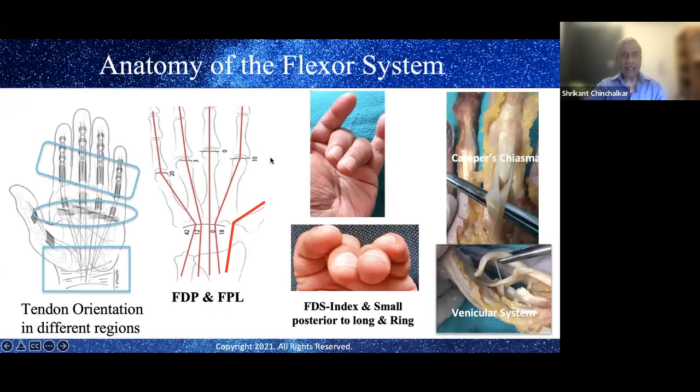Today's presentation is on prevention and management of pitfalls in flexor tendon rehabilitation. We understand the anatomy of flexor tendons quite well, but it's very important for us to understand that the tendon orientation changes in different regions.